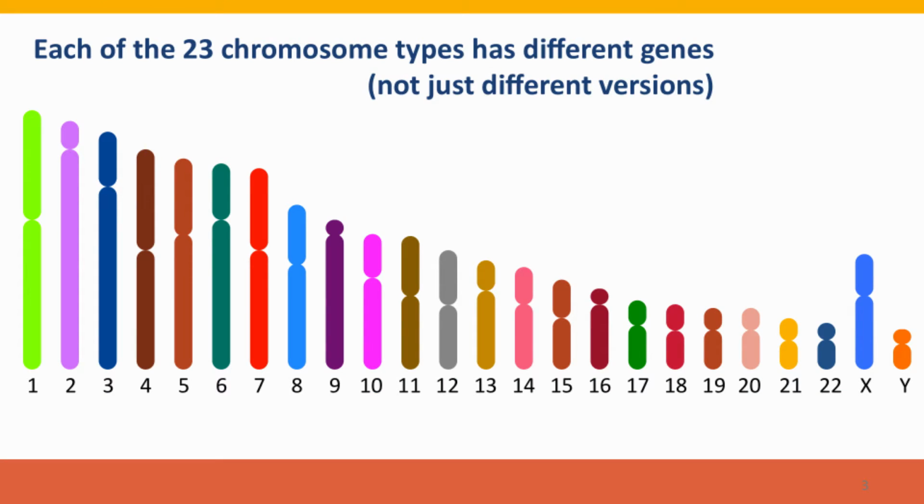So just to refresh and affirm this very important point from the previous lecture, each of the 23 chromosome types in us, or of the different chromosomes in any organism, has different genes, not just different versions of genes. So the chromosomes are colored here to represent that. We have two versions of the light green chromosome and two versions of the blue chromosome and two versions of each of these chromosomes in our cells. And in the whole population, there are many versions of these chromosomes.